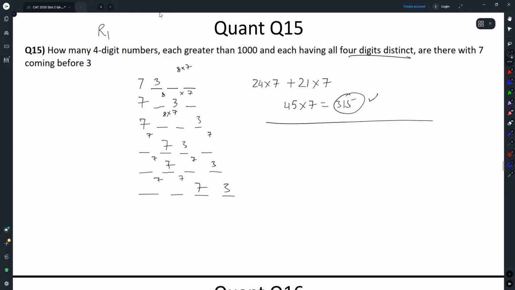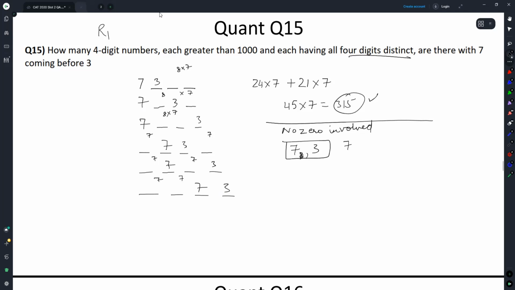Now this is the long run way. How I would have thought of it is, in the exam I would not do this. In the exam I would do this. See, my problem is only 0 should not come in the leading place, so no zeros involved. In that case, I have a 7 and a 3 definitely.